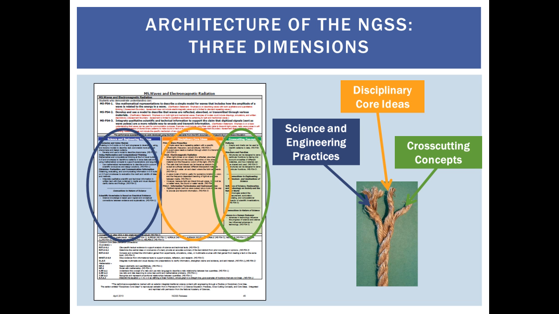The NGSS presents these three dimensions together, side by side. This is different from our Michigan content expectations, where our inquiry process expectations were listed at the beginning of the document. This side-by-side presentation conveys the idea that these three dimensions are inextricably woven together during the learning process, like the strands of a rope, and that deeper understanding is possible when all three are taught together. So instead of teaching the method of doing science at the beginning of a unit, it's taught along with the content.